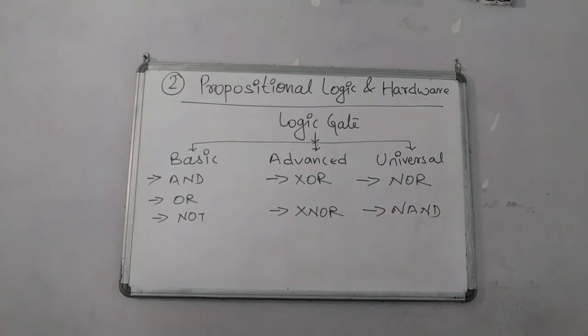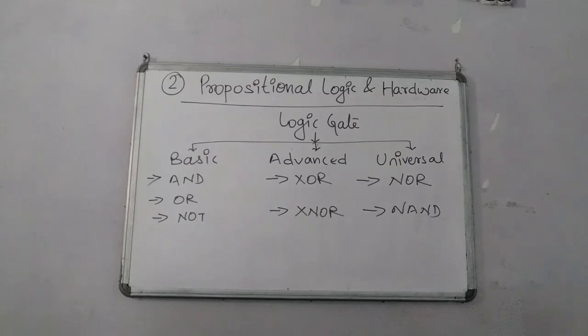Children, last class I discussed logic gates. There I told you that logic gates are the combination of 0 and 1. These are the logic gates which are used to place electronic components. Where an electronic component will be placed and how the data will flow, these things are decided by logic gates.